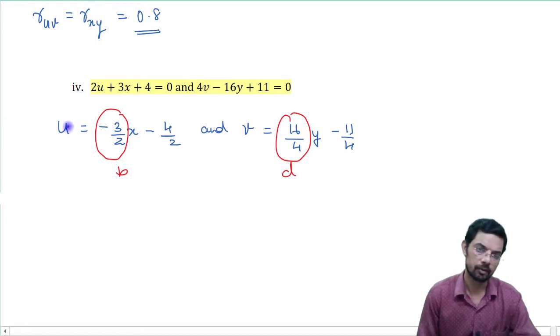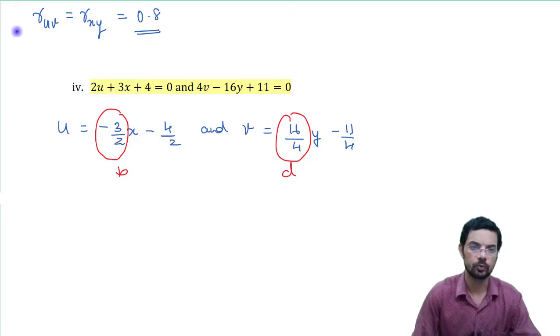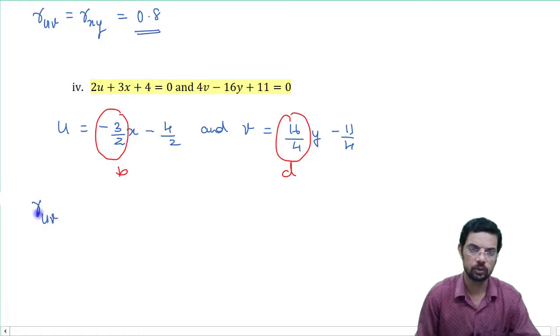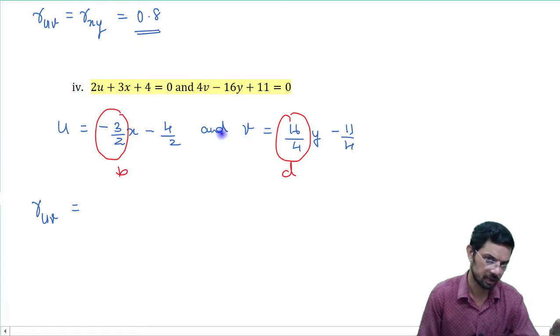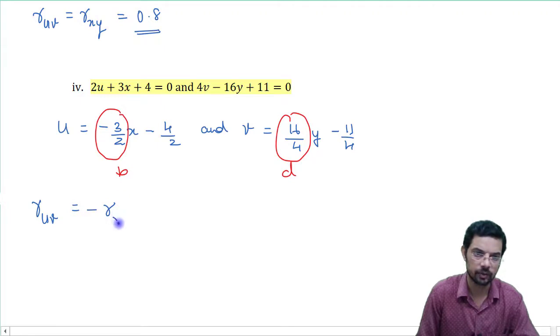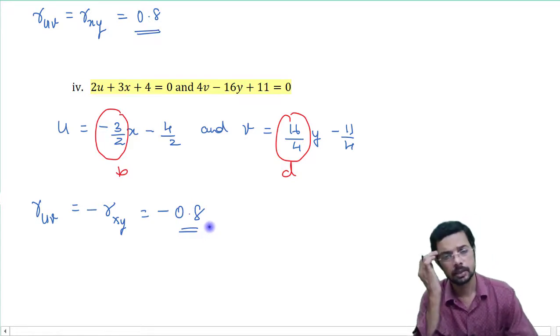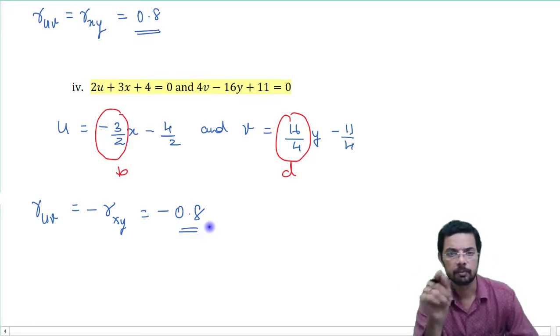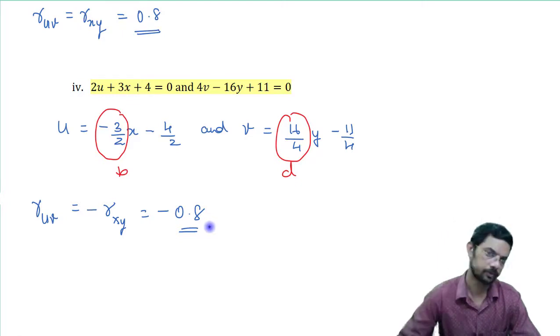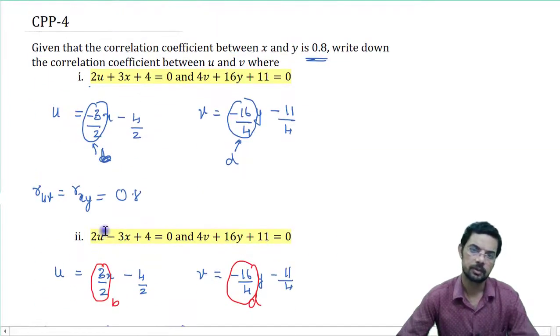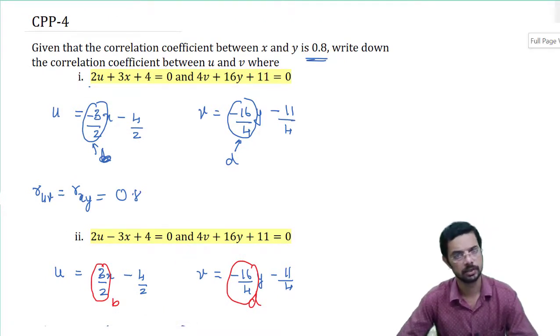So therefore what we have is r of uv, the correlation coefficient between u and v, will be equal to... see here the b and d have different signs, right? One is negative, one is positive, so both of them have different signs. So therefore the correlation coefficient also will have opposite signs, r of xy, and that is equal to minus 0.8. That's it. This is the only type of problem that can come from the properties of Karl Pearson's correlation coefficient. These 4 types, the equations may be different. So, change in scale and change in origin.